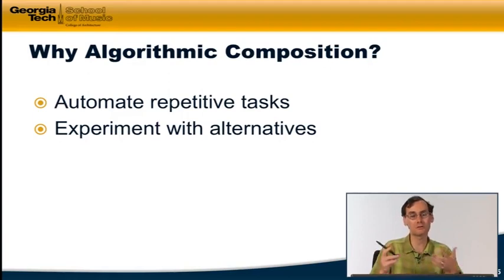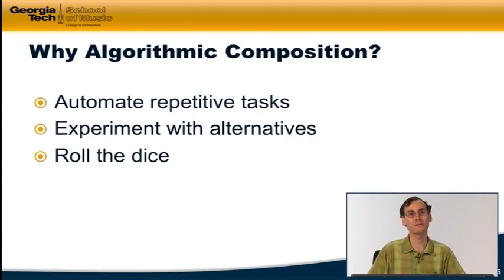All these questions become extremely easy to answer with code, because you might just change one variable or one function call or something like that. And then all of a sudden, you can just run the code again and immediately compare these different variations and select the one that you think is most musically successful.